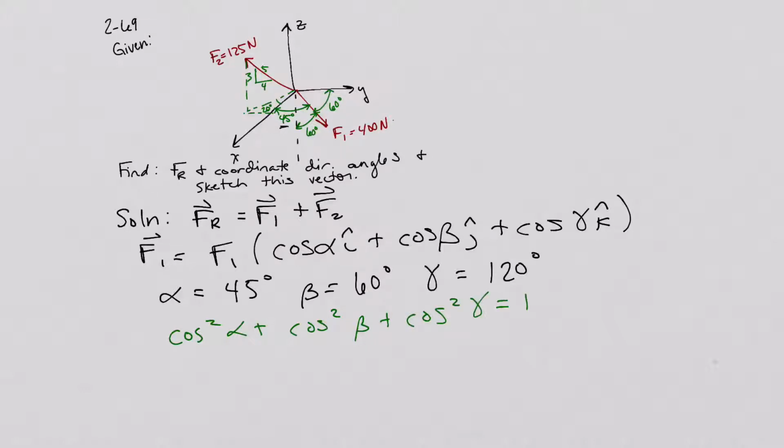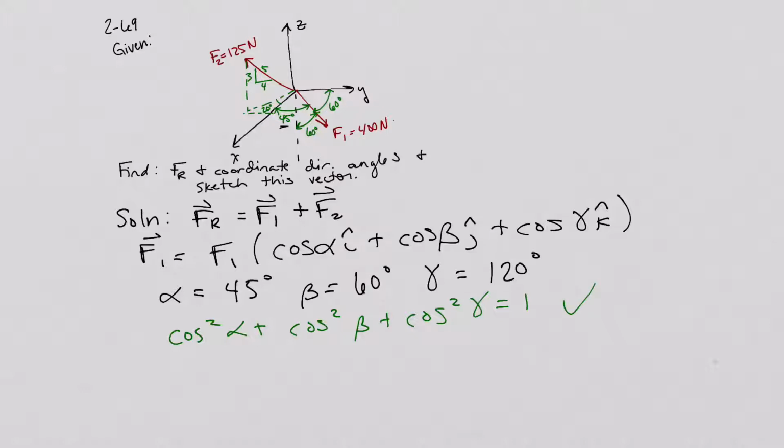So we can do that really quickly. I did the cosine of 45 and squared it, which is 0.5. For beta, 60, cosine is 0.5, and squared that's 0.25. So now we're up to 0.75. And then gamma is 120. So cosine of 120 is negative 0.5, which squared ends up being 0.25. And that equals 1. So when we verified that, it actually worked out good.